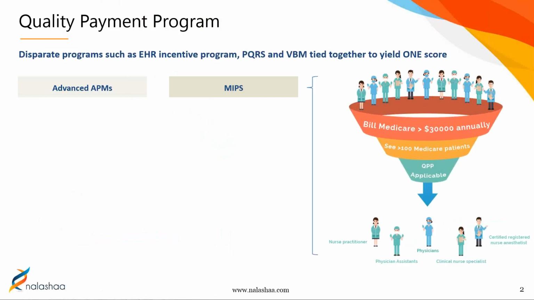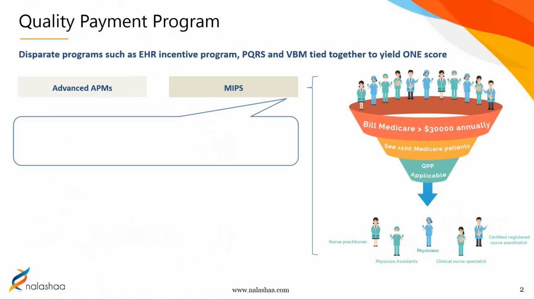So let us take a deep dive to understand what is there in MIPS. As I told you, MIPS ties together four programs under one umbrella and gives weightage for each of these categories to add up to a total composite score of 100%. Yes, the complete score is addressed with percentage. The first component that we have is advancing care information, which replaces the EHR incentive program, popularly known as meaningful use, and this carries a weightage of 25% under MIPS.